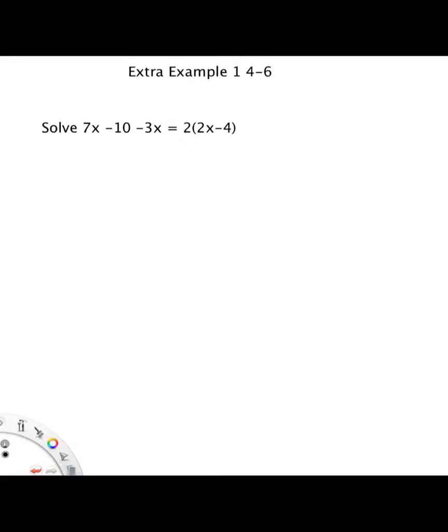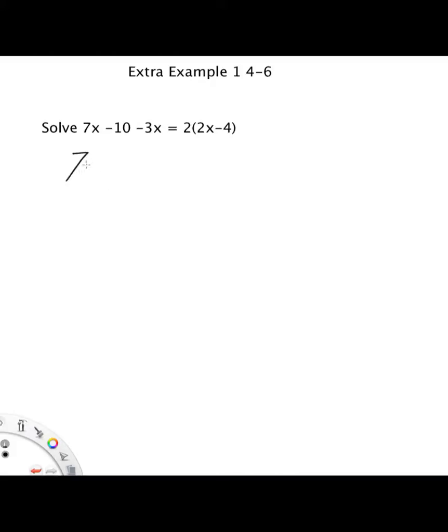Hi, this is extra example 1 for 4-6. Our first problem is to solve 7x minus 10 minus 3x equals 2 times (2x minus 4). So we'll set about working on how to resolve this, and this is our normal case. First thing we're going to do is simplify this by combining like terms and then using the distributive property to expand the multiplication in the parentheses.